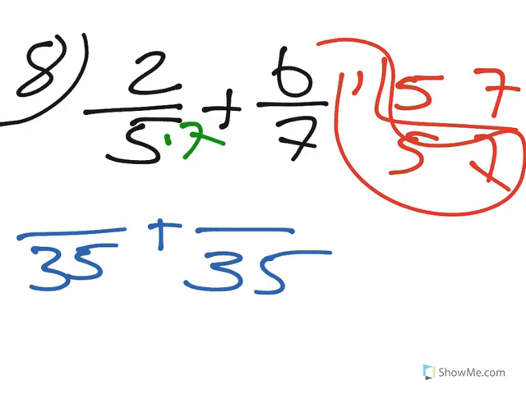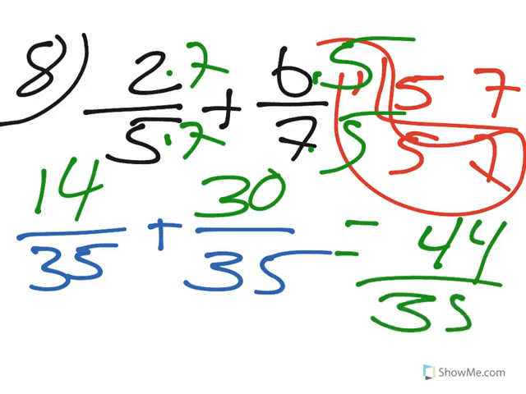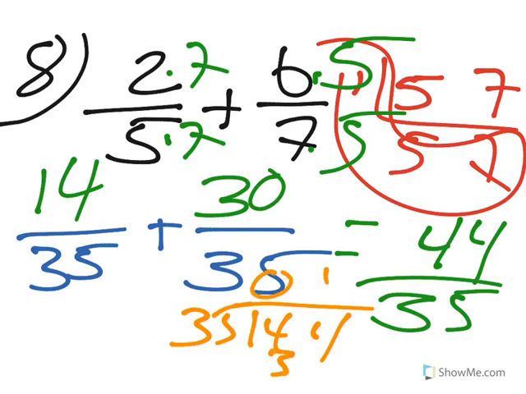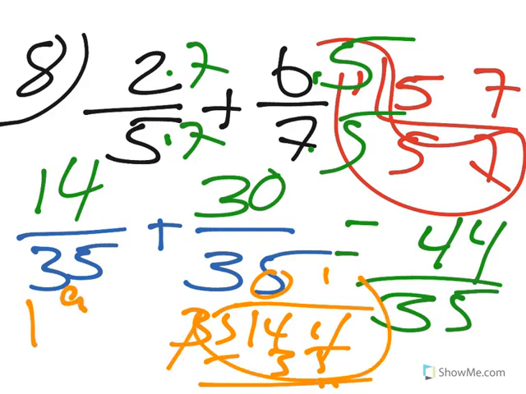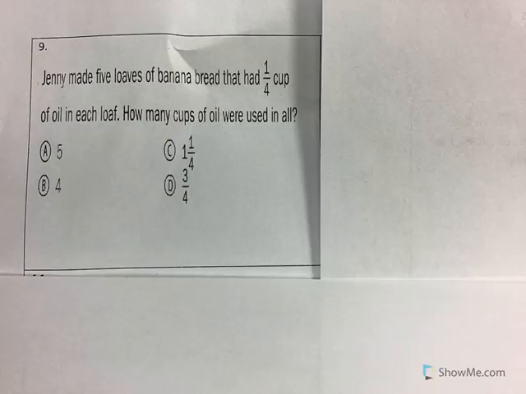Now I say 5 times 7 is 35. 2 times 7 is 14. 7 times 5 is 35. 5 times 7 is 35. Now I can add the 2, and I get 44 over 35. Improper fraction. I divide, and I get 1 9/35 as my answer.